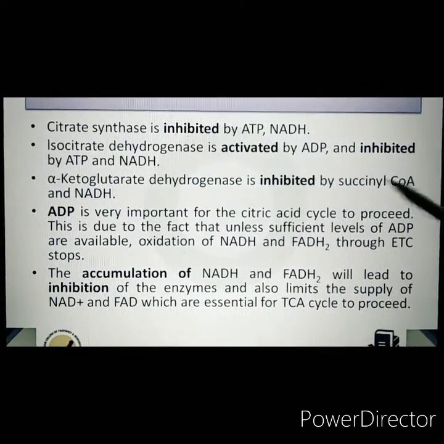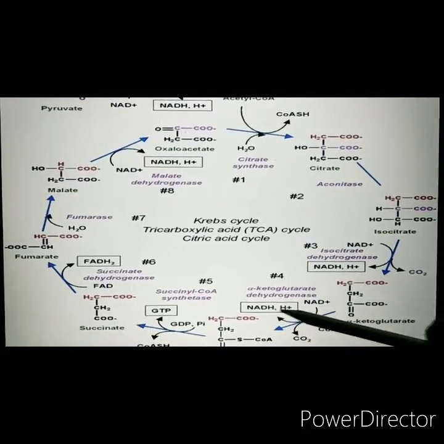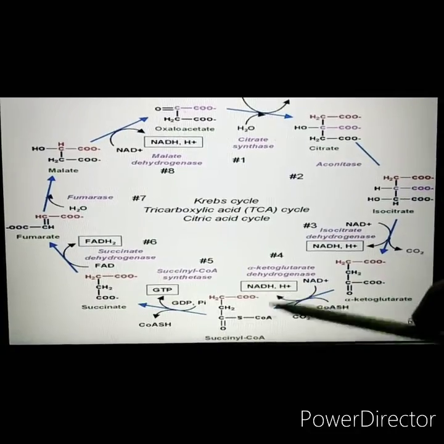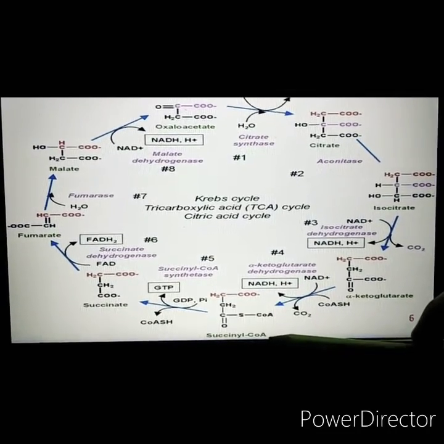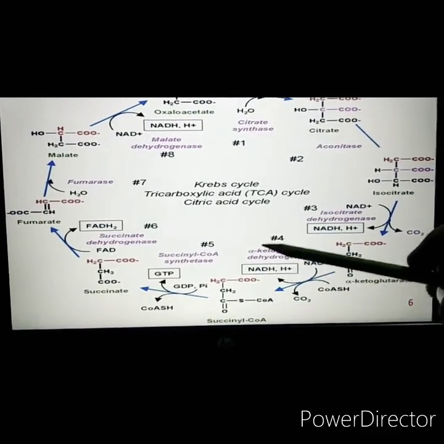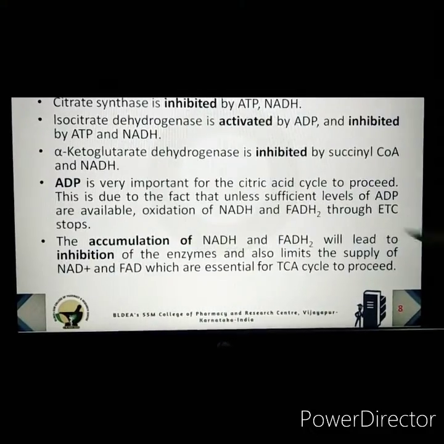Next is alpha ketoglutarate dehydrogenase. This is inhibited by succinyl CoA and NADH. So this enzyme is inhibited by its own products, succinyl coenzyme A and NADH. These two products inhibit the enzyme alpha ketoglutarate dehydrogenase.